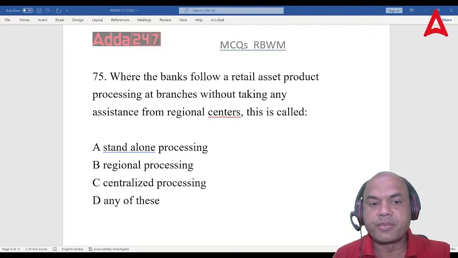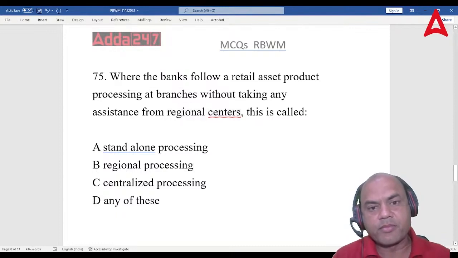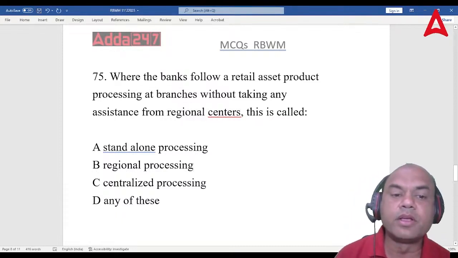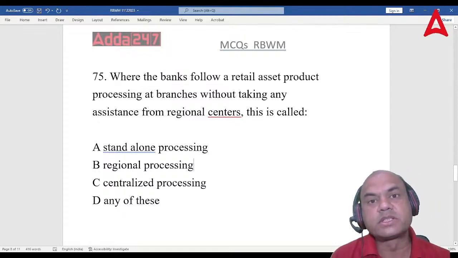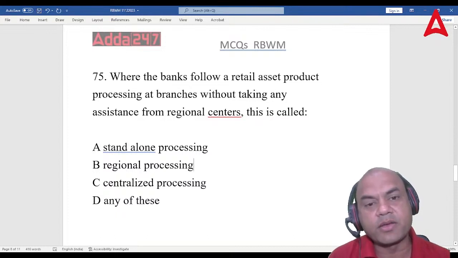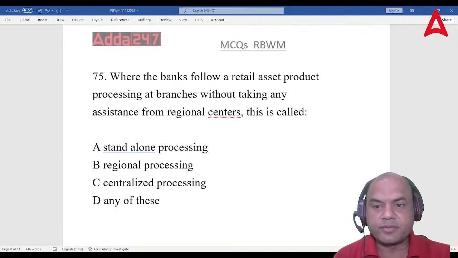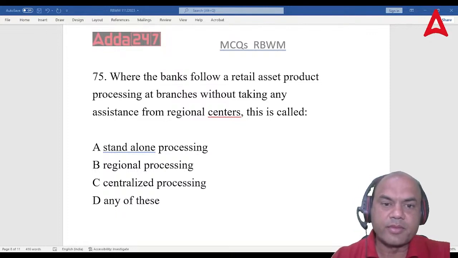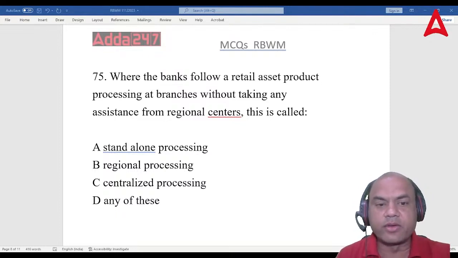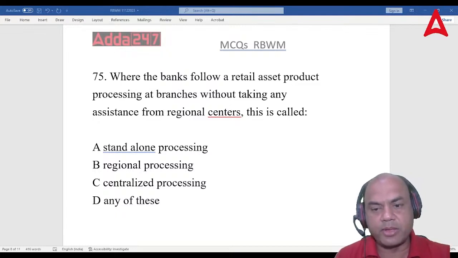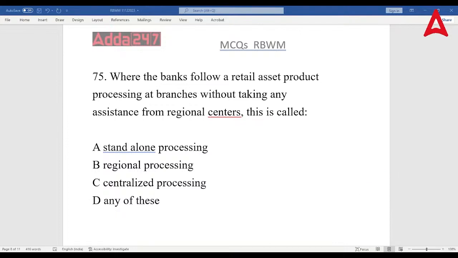Everyone think over it. Everything is done at the branches. Sourcing is also done at the branch. Processing is done at the branch. Everything at the branch. So it is called as what? Standalone, regional, centralized. I'll give you a hint also. It's either A or B. Think about it now. I want the answer in the comment section. Everyone kindly comment and give it in the comment section.